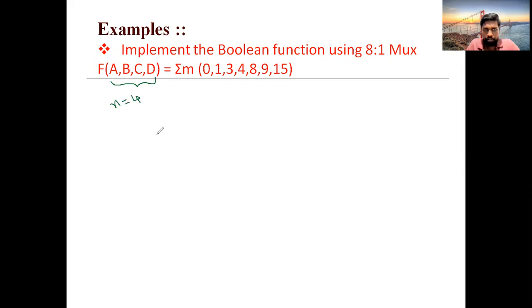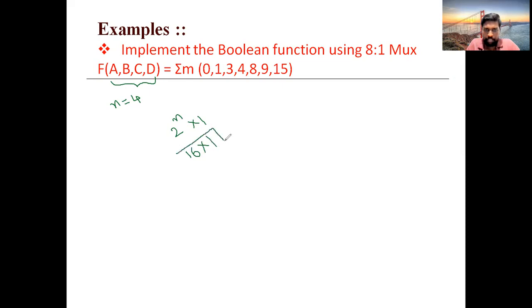Substitute n equal to 4 in the representation of the multiplexer. What is the representation of a multiplexer? 2 power n into 1. So if you substitute n equal to 4, you should have 16 into 1. 2 power 4 is 16.